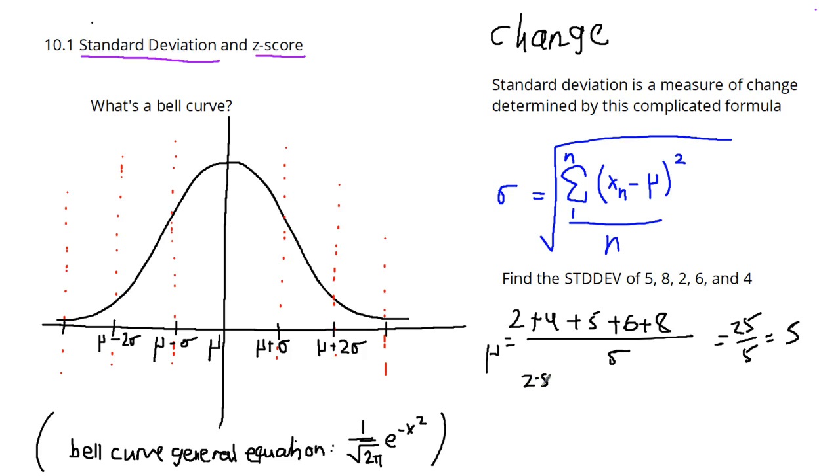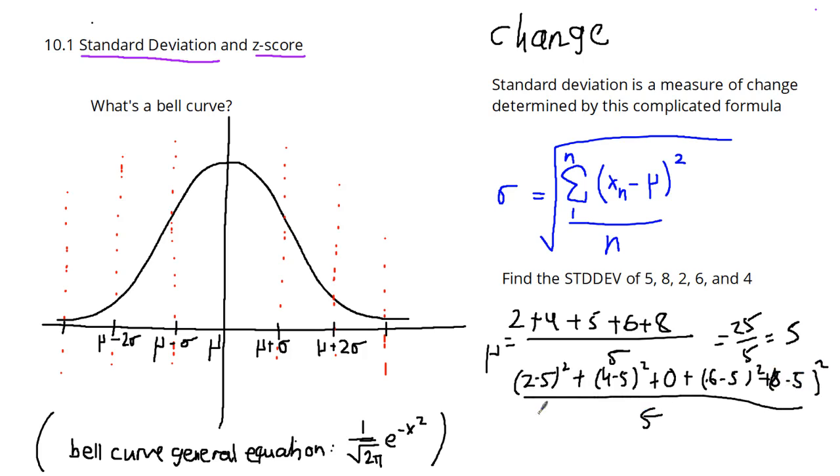So 2 minus 5, and then there's a sum. There's a sigma right here, and the sigma means you have to add all of them together, and then divide it by the mean again, divided by the number of data points again. So 2 minus 5 squared plus 4 minus 5 squared plus 5 minus 5 squared, so plus 0, plus 6 minus 5 squared plus 8 minus 5 squared, right? And then you divide all this by 5. Since there's 5 data points, you take the square root of it, and that's sigma right there.